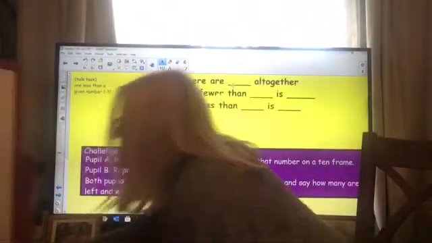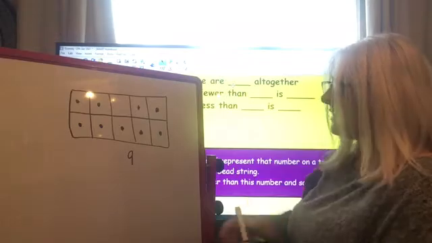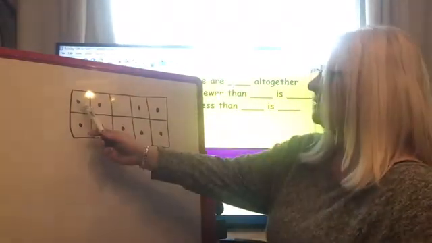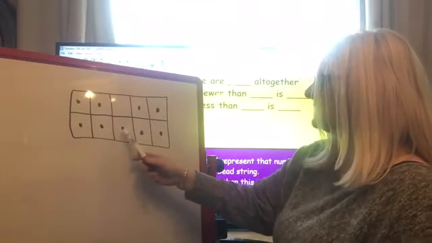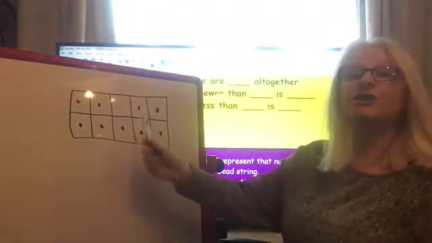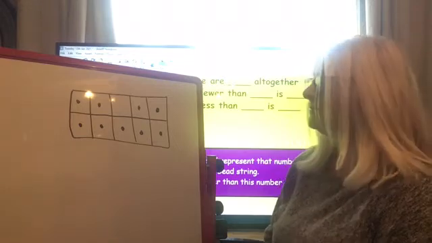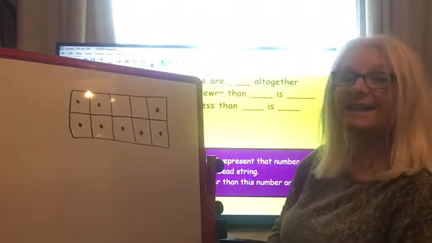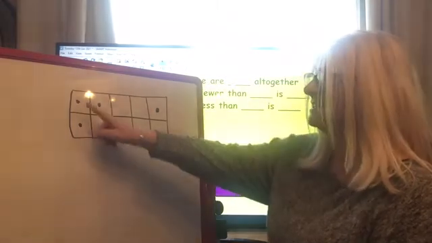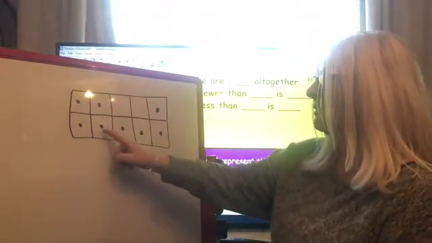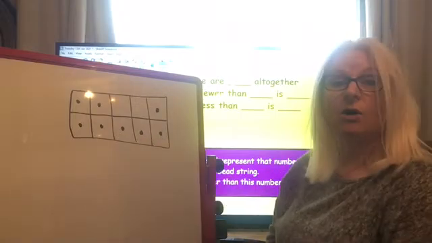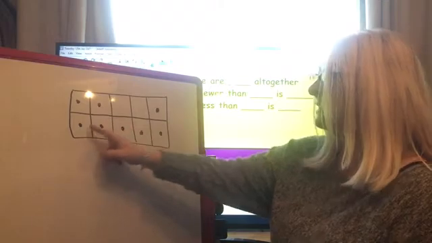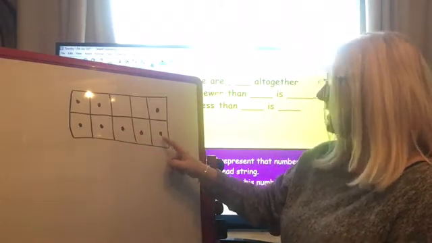So at home, find yourself either the bead string or a 10 frame like this. Put in your number 1, 2, 3, 4, 5, 6, 7, 8, 9. So there are 9 altogether. If I take 1 away, 1 less than 9 is 1, 2, 3, 4, 5, 6, 7, 8. Or 1 fewer than 9 is 8.